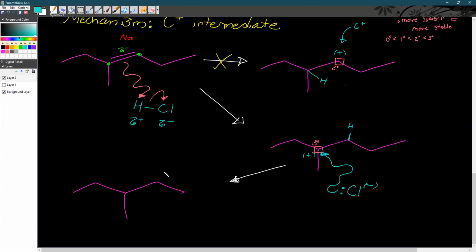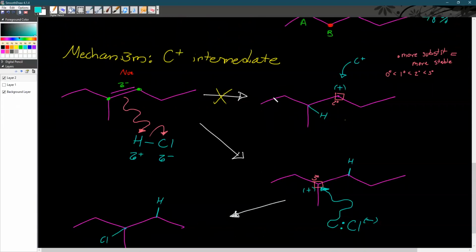is we have that hydrogen on the less substituted side and that chlorine on the more substituted side. Okay? 2 steps. First step, hydrogen addition. Second step, chloride attack. Okay? First step, hydrogen addition. Second step, chlorine nucleophilic attack. Okay?